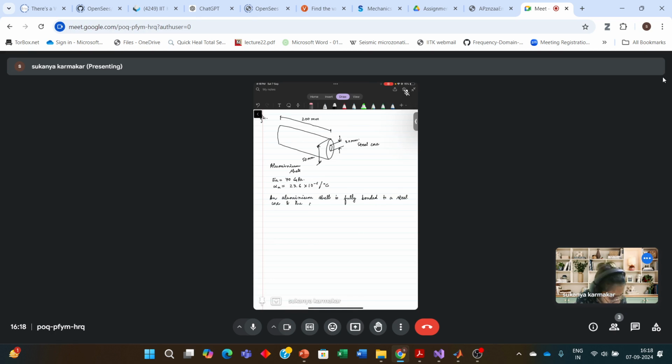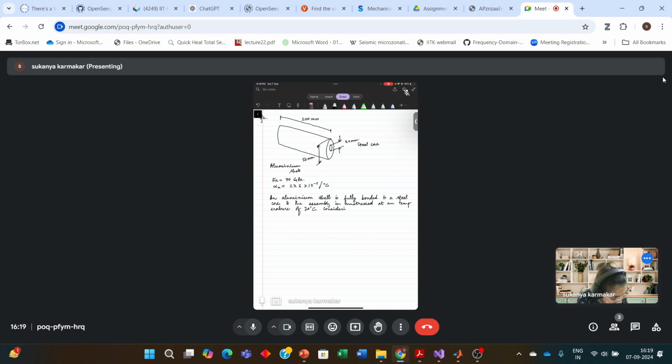And the assembly is unstressed at a temperature of 20 degrees Celsius. Considering only axial deformations, you have to determine the stress in the aluminium when the temperature reaches 180 degrees Celsius.